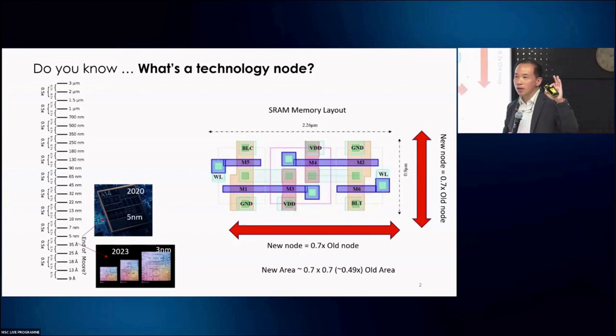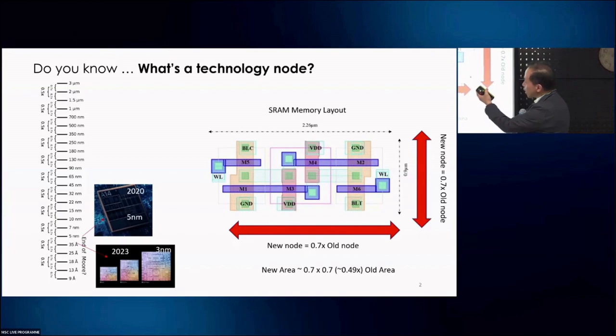Anybody here heard of a technology node? I'm sure you do, right? 5 nanometer, 3 nanometer stuff. Today, in the last iPhone we had the A14 chip from Apple, which is a 5 nanometer process. End of last year and this year we're going to get a 3 nanometer process.